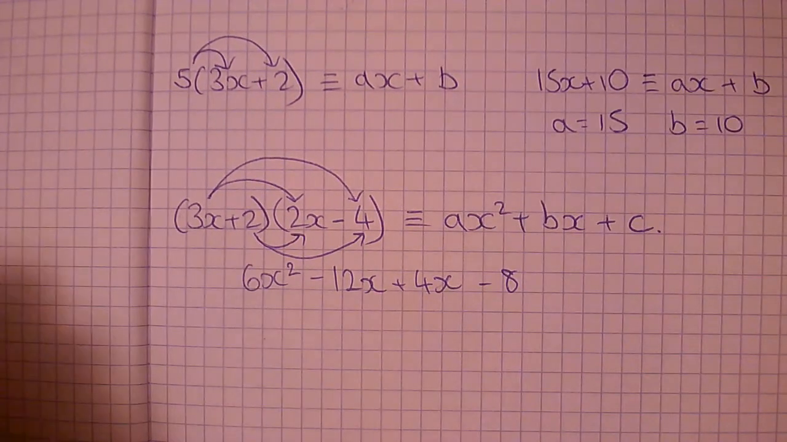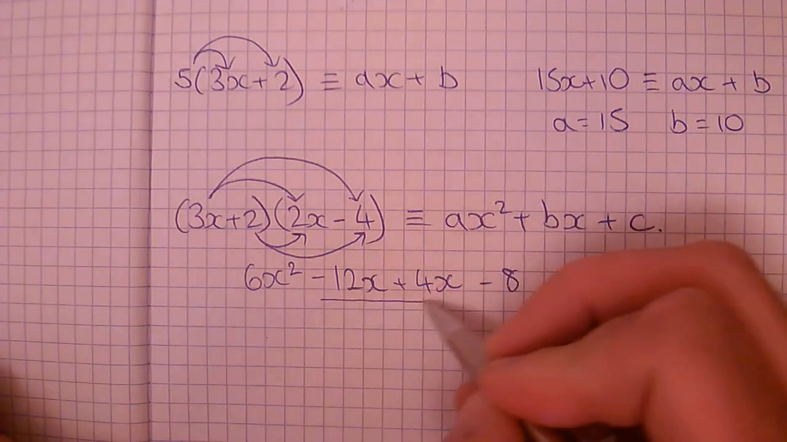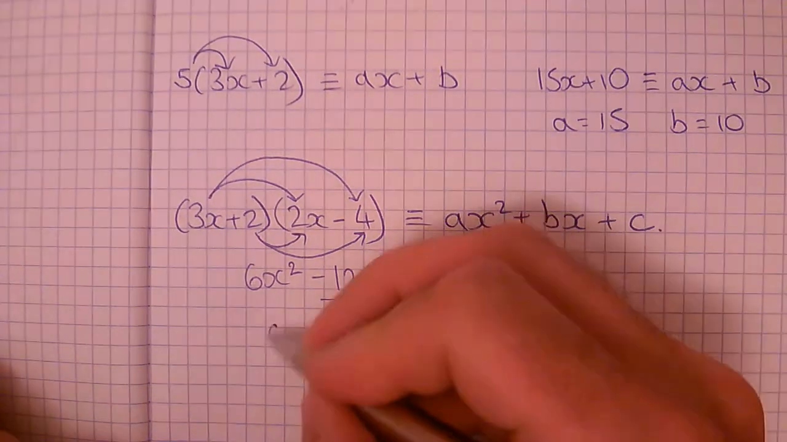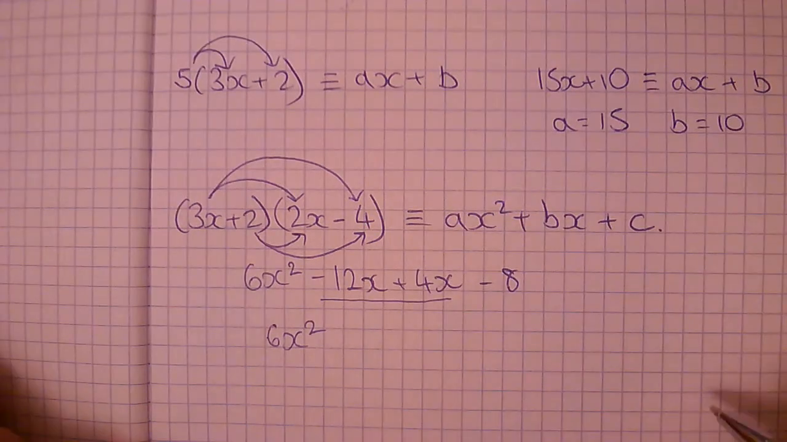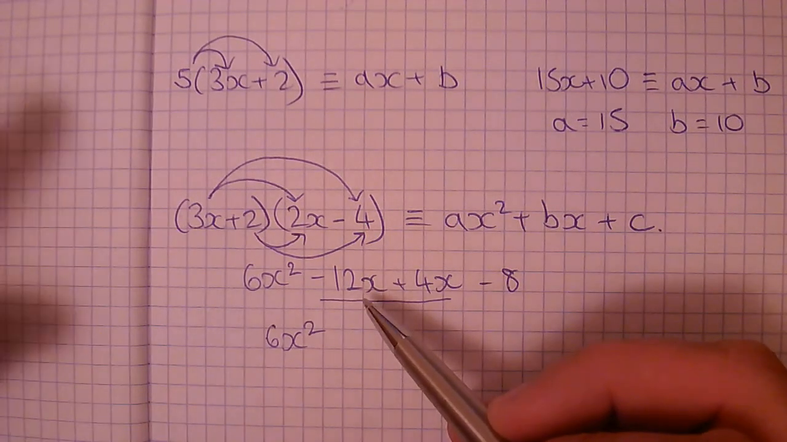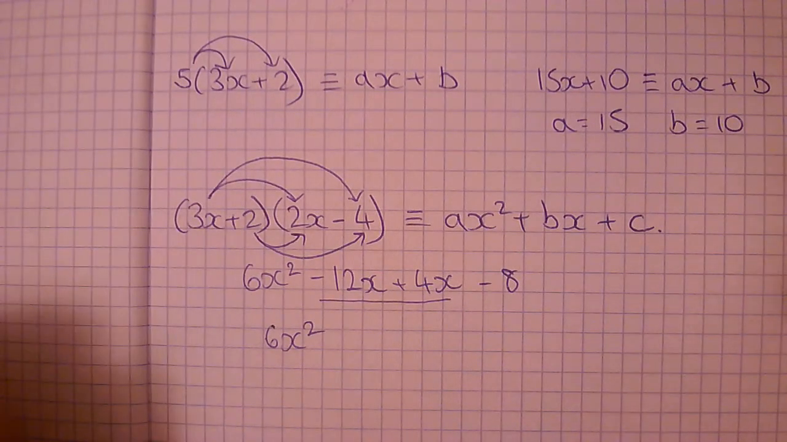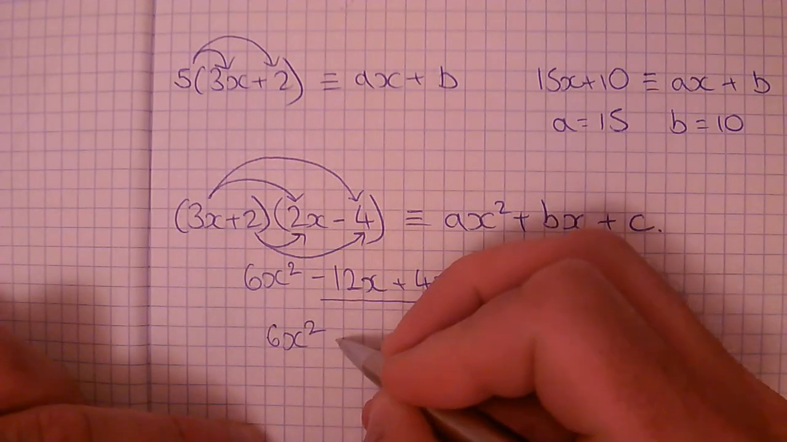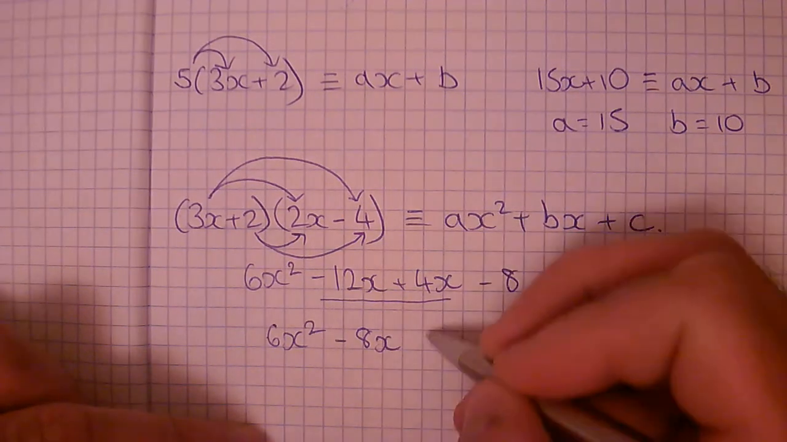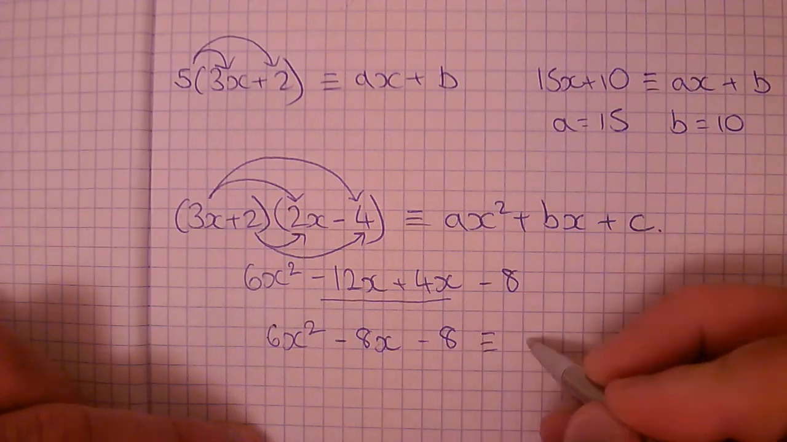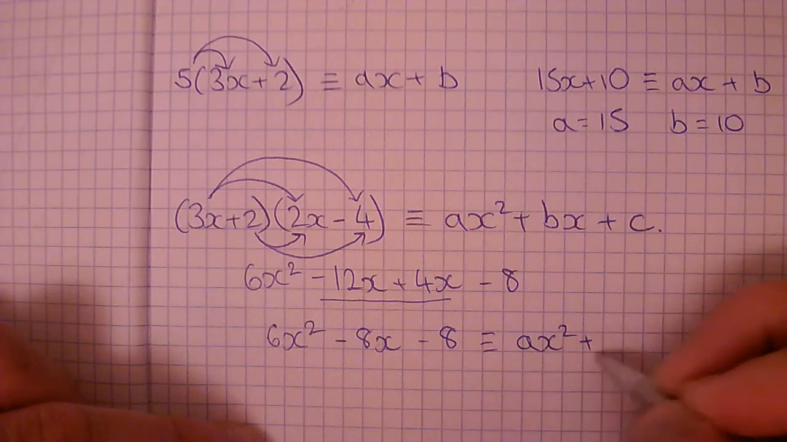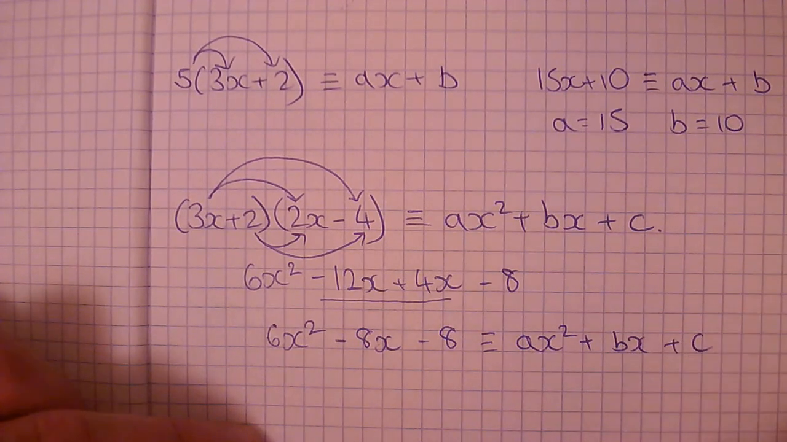Now before I set that identically equal to it, I'm going to deal with this bit in the middle here, because I can simplify that. So my 6x squared stays the same. I'm on minus 12x, and I'm adding 4x onto it. So I'm in a cold bath and I'm adding hot water, so it's going to get hotter, closer to 0, which is minus 8x, and then minus 8. And that's identically equal to ax squared plus bx plus c.